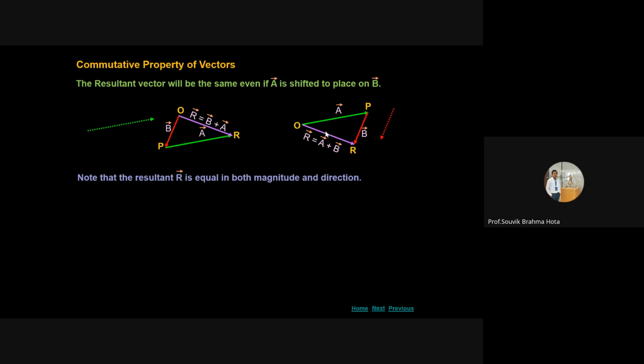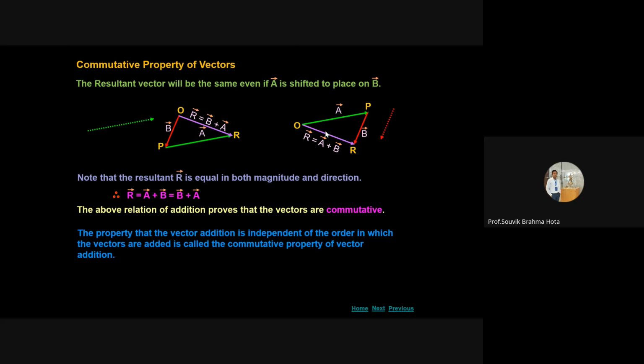So what happens? The resultant R is the same in both magnitude and direction. Now R is equal to A plus B, or it can be B plus A also. The above relation of addition proves the vectors are commutative in nature. The property that vector addition is independent of the order in which the vectors are added is called the commutative property. A plus B is equal to B plus A.